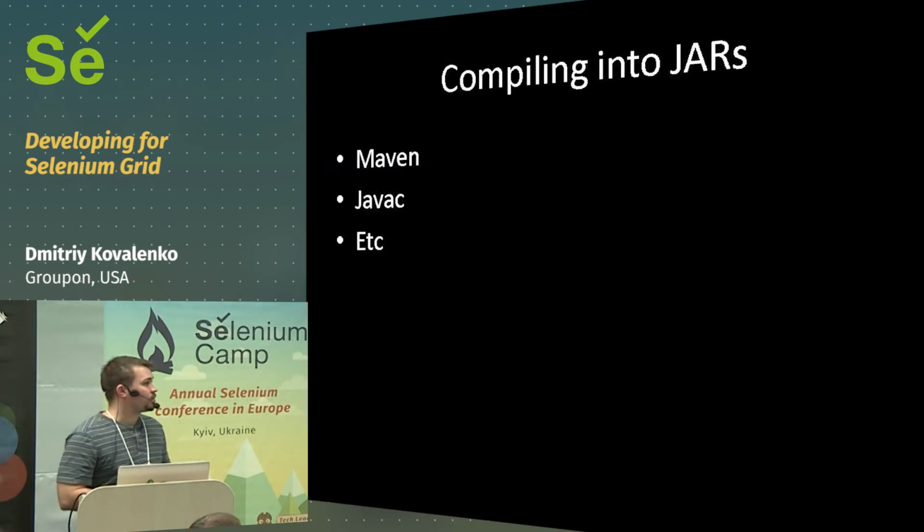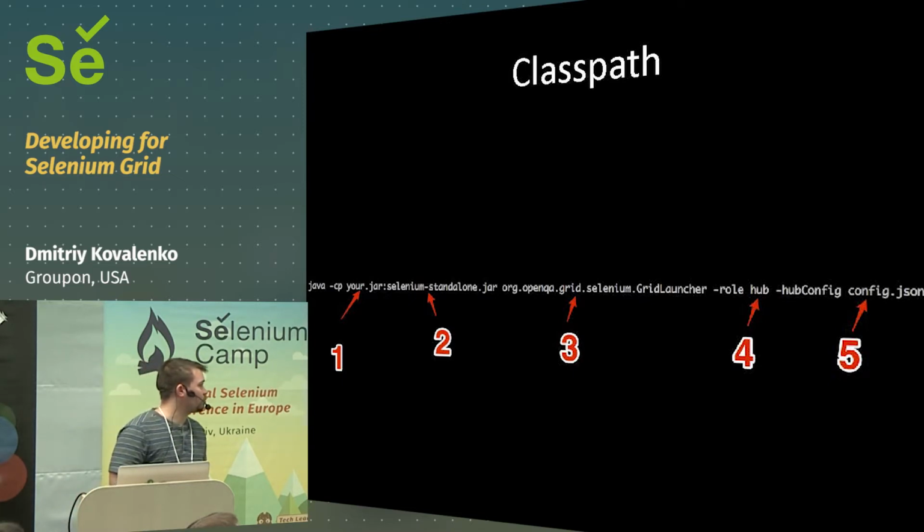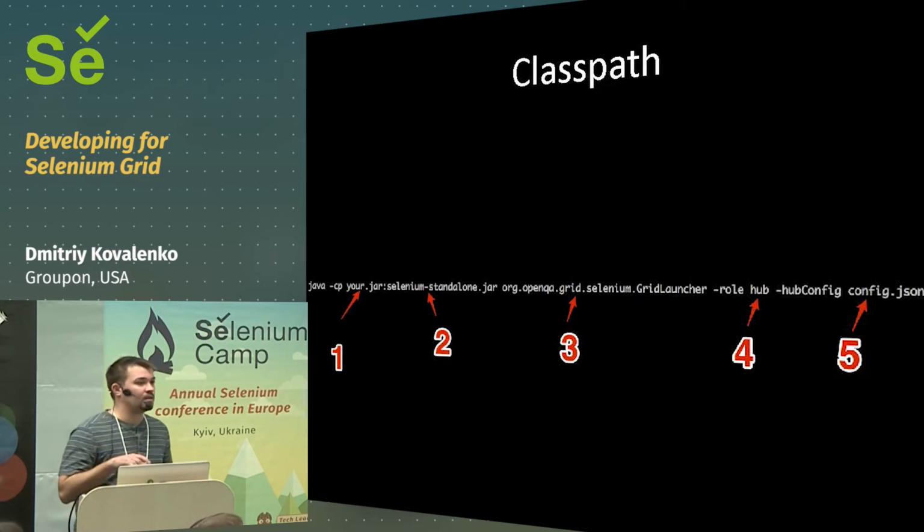Next, you just compile whatever you write, all the classes that you wrote, into a jar or a couple of jars, and you add it to the class path. So number 1 is pointing to your jar. Then there's a separator. Number 2 is pointing to the standalone jar, which is the one that you will download from Selenium. And number 3 is just declaring that you have to explicitly declare that you need to use Grid Launcher, which is the class that the standalone uses by default. That's what the main class calls.